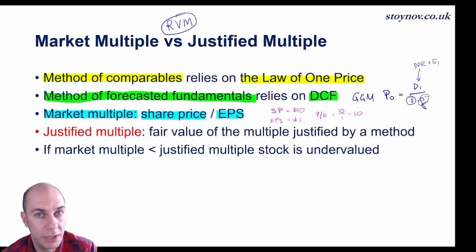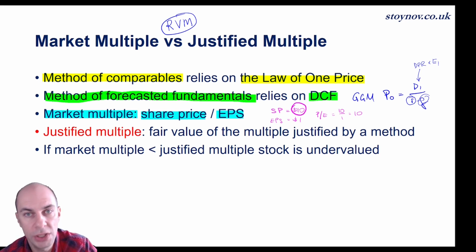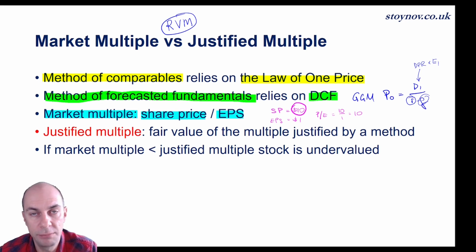As you know, lower P/E ratios are associated with value. Higher P/E ratios are associated either with growth or potentially overvalued stock. But the key point I'm making here is, why is it a market multiple? It's a market multiple because it is based on the market price, the price on your trading screen.